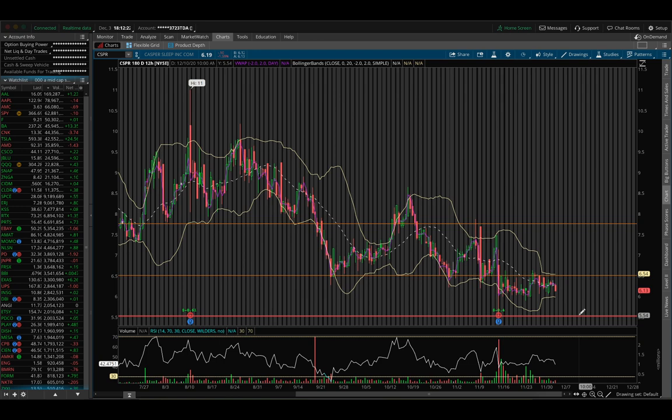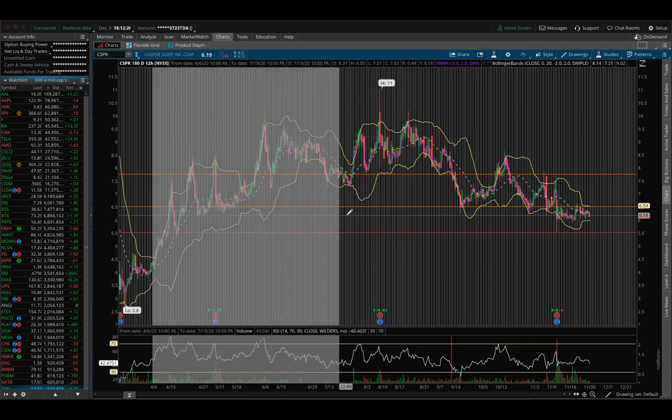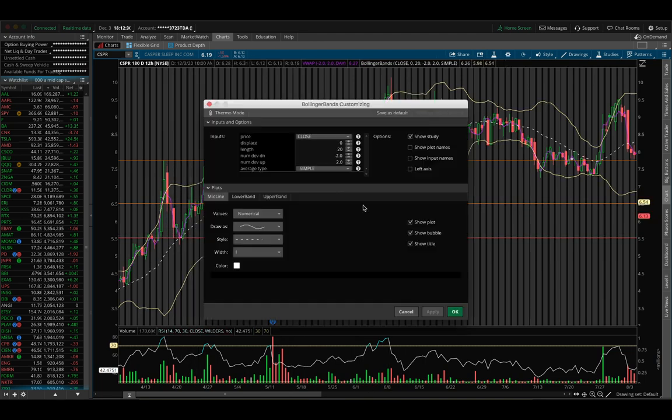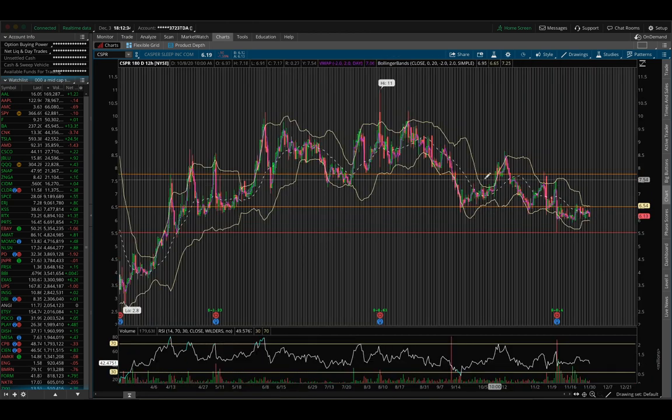Okay, and then you can see here it bounced from the level, and once it held 650, it was able to move up higher. I didn't even bother to put in a top level because I'm not really concerned about that unless it can break through these key points.